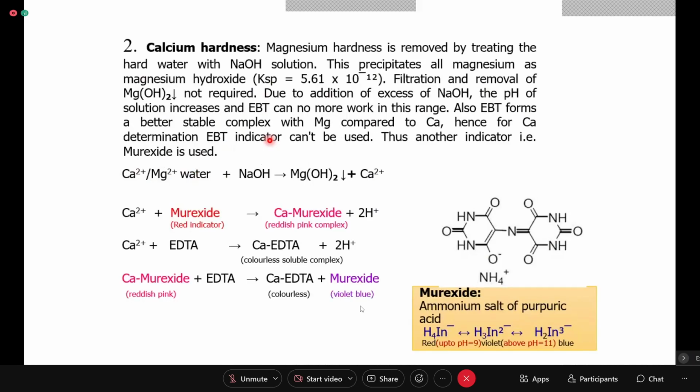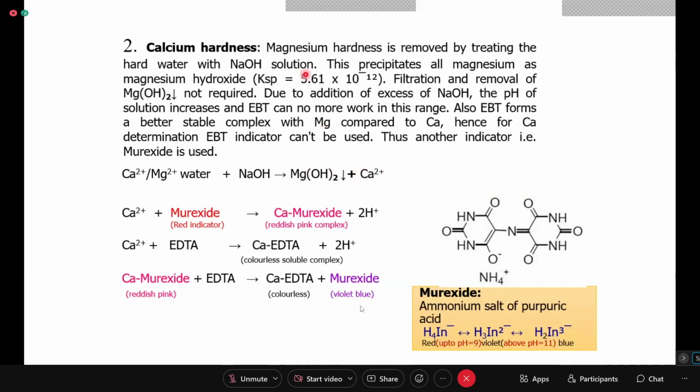Okay, then the theory behind calcium hardness determination. So what is the theory behind calcium hardness? We know if calcium and magnesium are majorly present, then you need to remove one of them. So removing magnesium as magnesium hydroxide by treating with NaOH is simpler, and the precipitate of magnesium hydroxide which is formed also need not be filtered and removed. Even if it remains in the water sample without filtration, you can proceed for the determination of calcium.